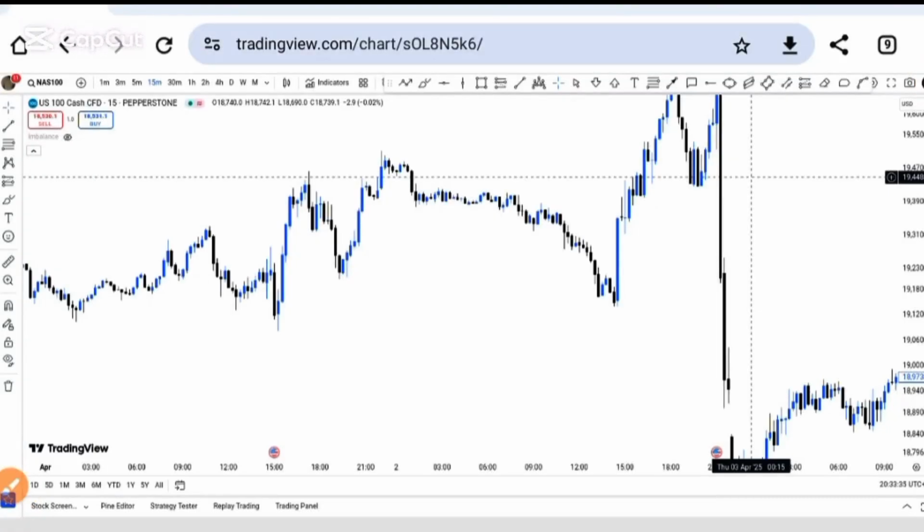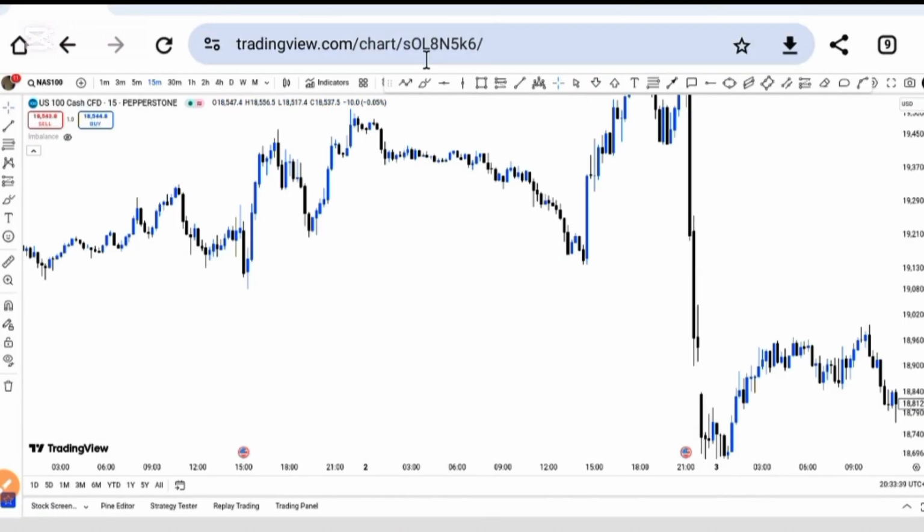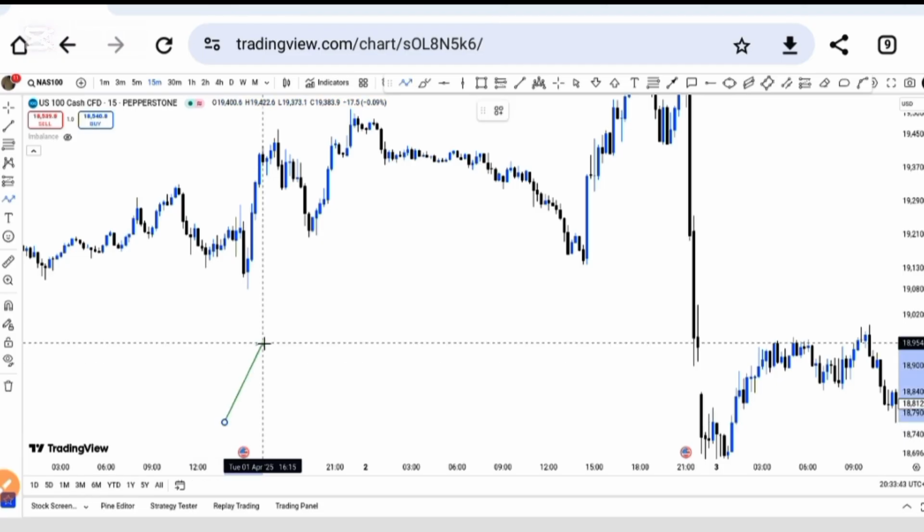So traders, let's go straight to the charts. So how does the strategy work? Let me first do the illustration. You all know market structure, that is.